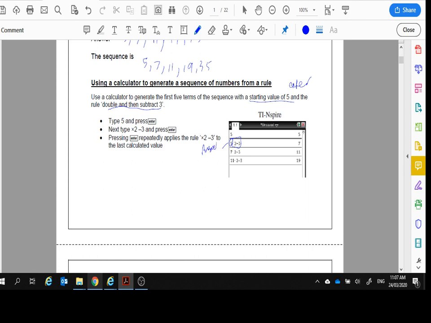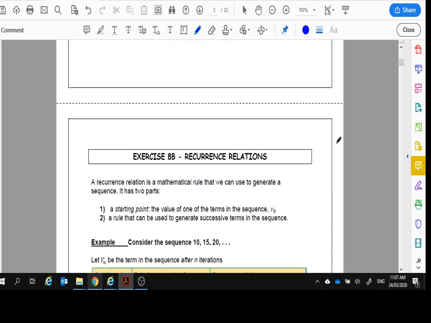Because you're just going to hit enter to do it. And then it gives you the rule. And you just keep hitting enter until you want to stop.